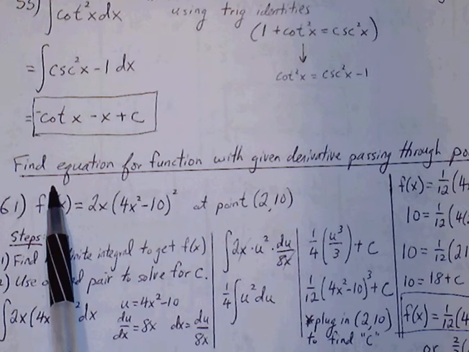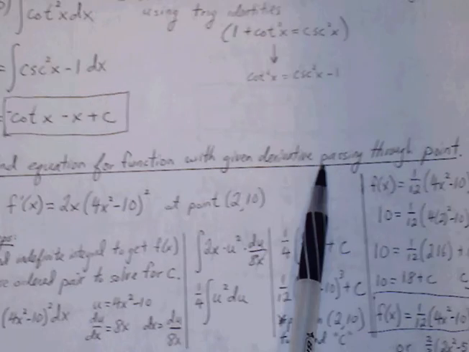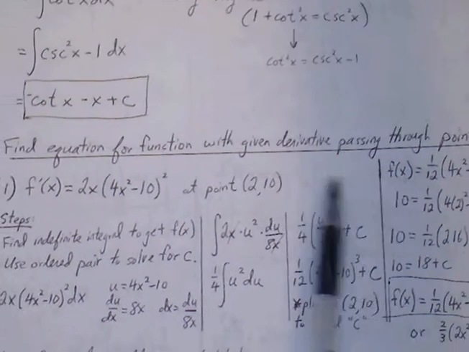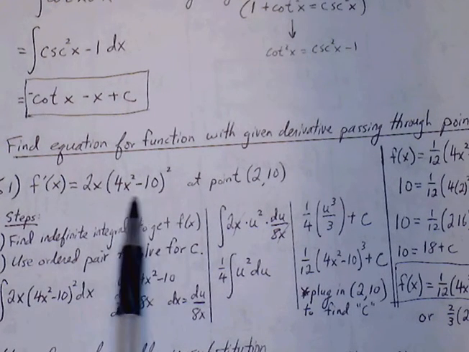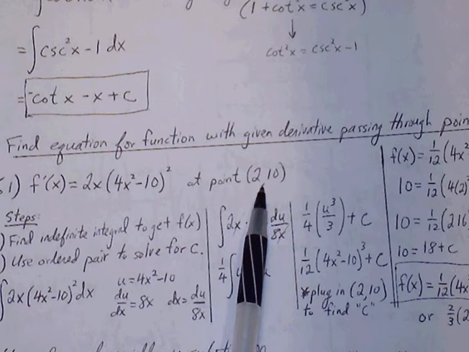Okay, 61. Find the equation for the function with the given derivative passing through the point. So we have our f prime being our function here at point 2, 0.